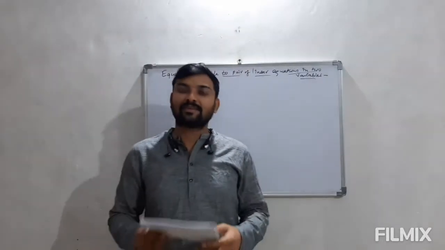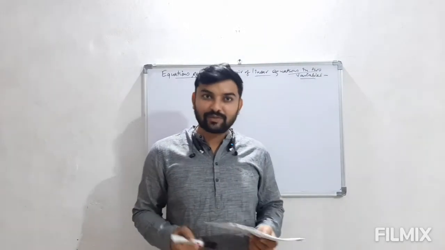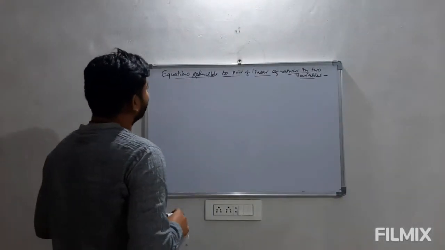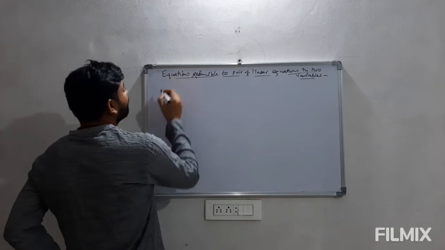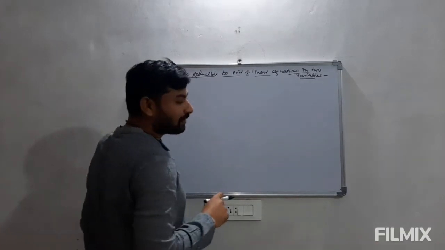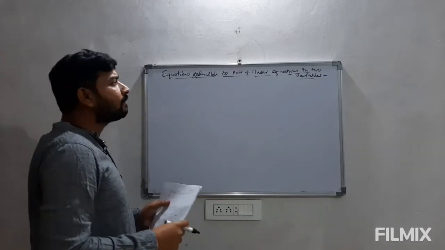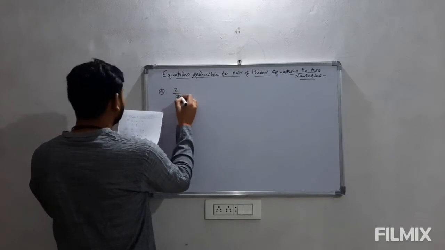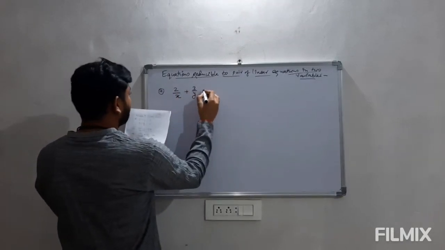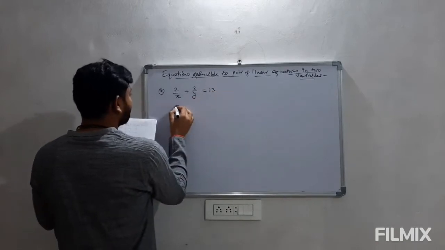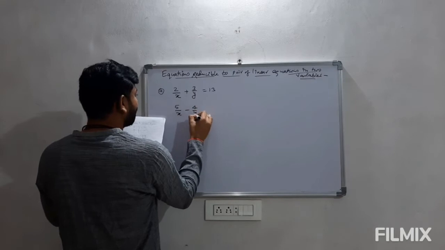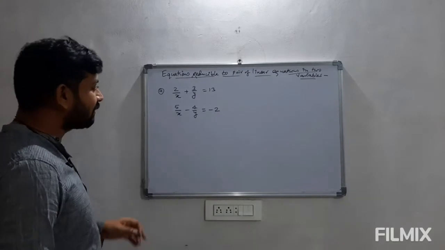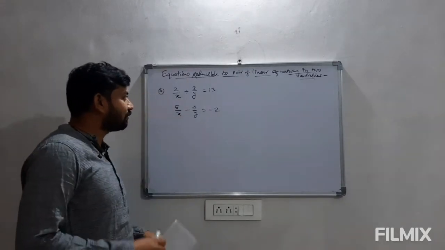So hello everyone. In today's video, I'll be taking the last topic, that is equations, and I'll be covering equations reducible to a pair of linear equations in two variables. What does it mean? We can have certain questions like 2 upon x plus 3 upon y is equal to 13, and 5 upon x minus 4 upon y is equal to minus 2. Now directly they are not linear, but we can reduce them into linear form.